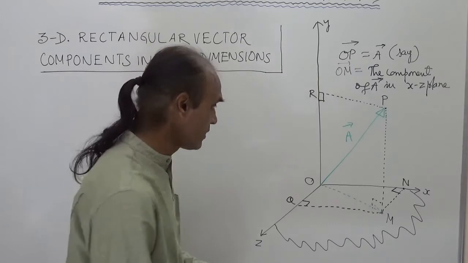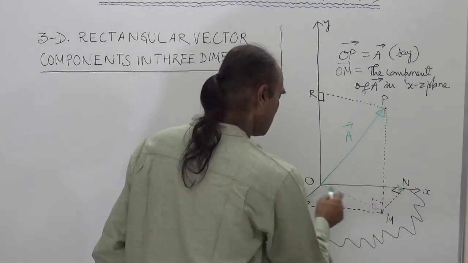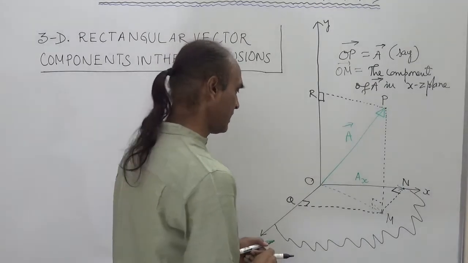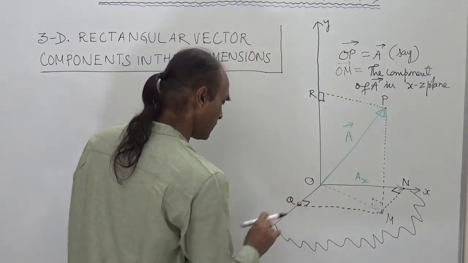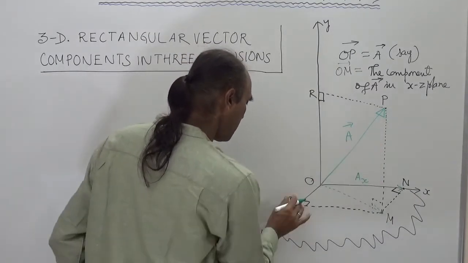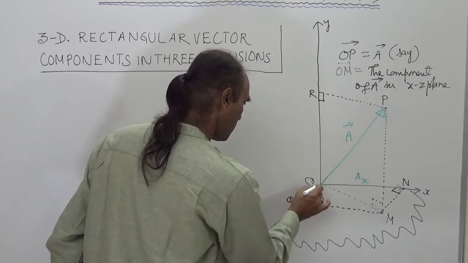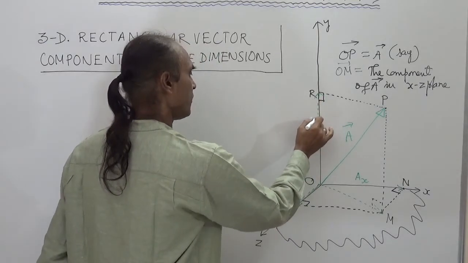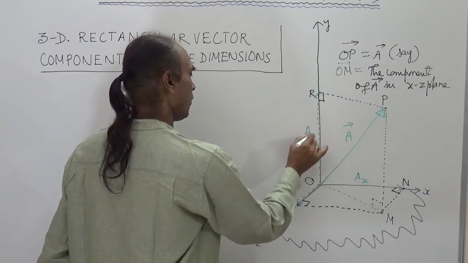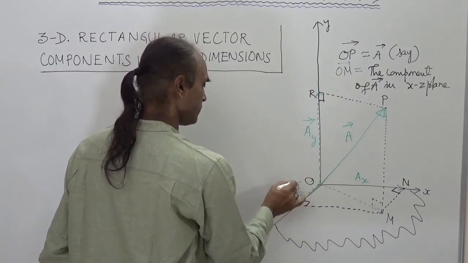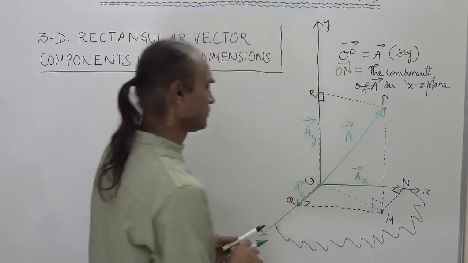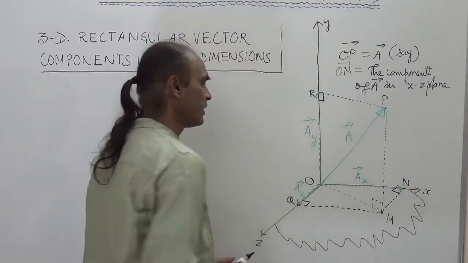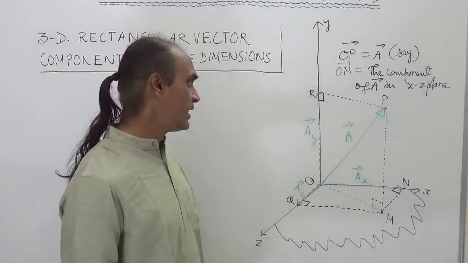Now we can write this segment ON as the component of A along x-axis and OQ as the component of A along z-axis, and this is the component of A along y-axis. These are the components of A along x-axis, y-axis and z-axis.